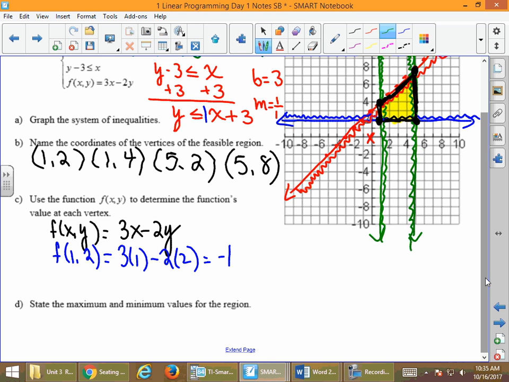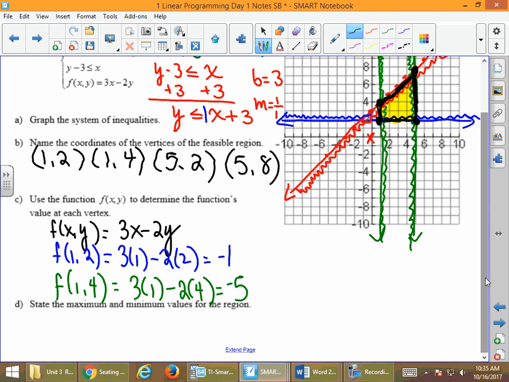Then we take the next ordered pair. Again, you don't have to have the same order, but you're going to have to still do the same math. 1, 4. F of 1, 4. We're going to put 1 back into the equation for x, and we're going to put 4 back into the equation for y. So we get 3 times 1 minus 2 times 4. Well, 3 times 1 is 3, and 2 times 4 is 8. 3 minus 8 is negative 5.